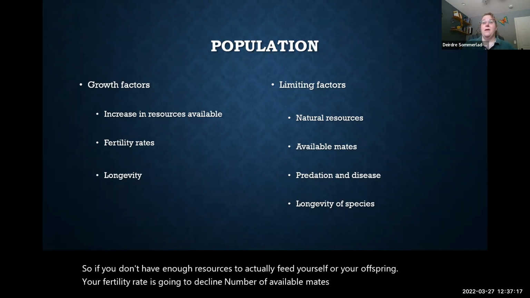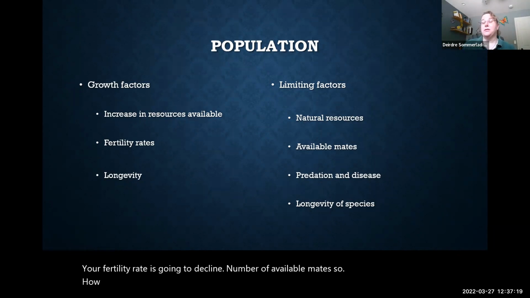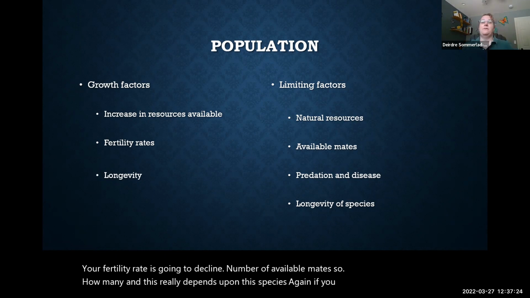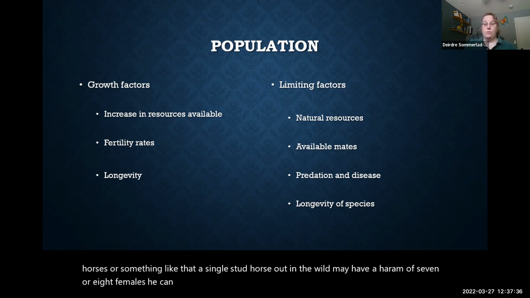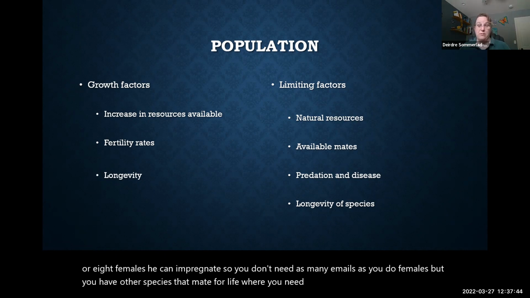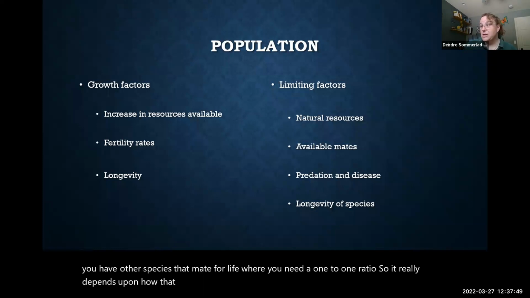So how many, and this really depends upon the species again. If you think in terms of cows or horses or something like that, a single stud horse out in the wild may have a harem of 7 or 8 females he can impregnate. So you don't need as many males as you do females. But you have other species that mate for life where you need a 1-to-1 ratio. So it really depends upon how that species bonds and pairs with each other, how many mates are available.